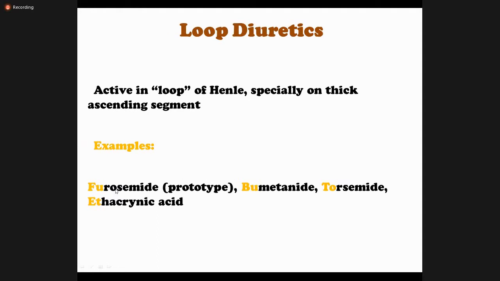In our ward, in our hospital setup, furosemide is one of the loop diuretics that is being used extensively, right? And the famous market name of furosemide is Lasix. Other examples of loop diuretics are bumetanide, torsemide, and ethacrynic acid. So these are the examples of loop diuretics, which act on the thick ascending limb of loop of Henle.